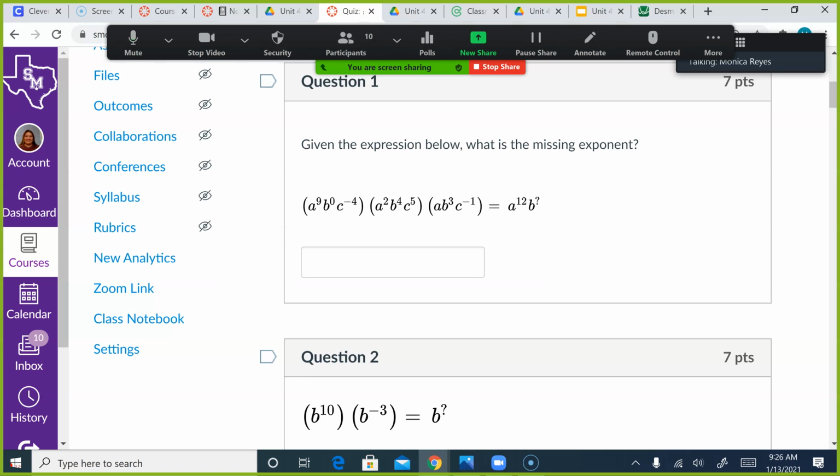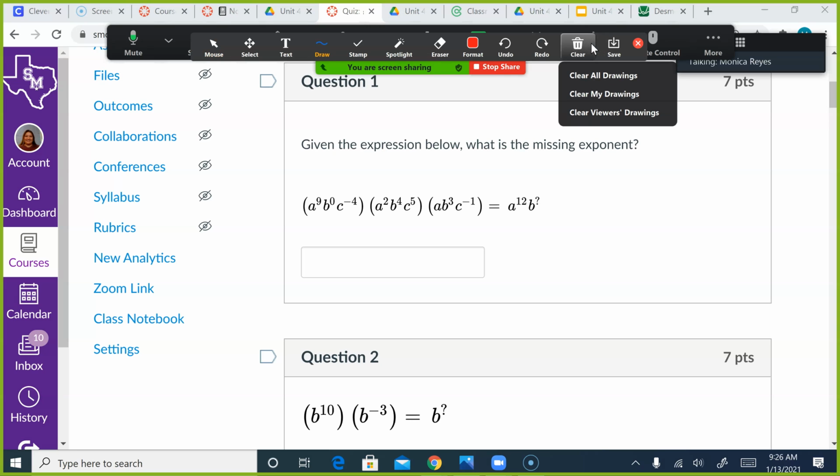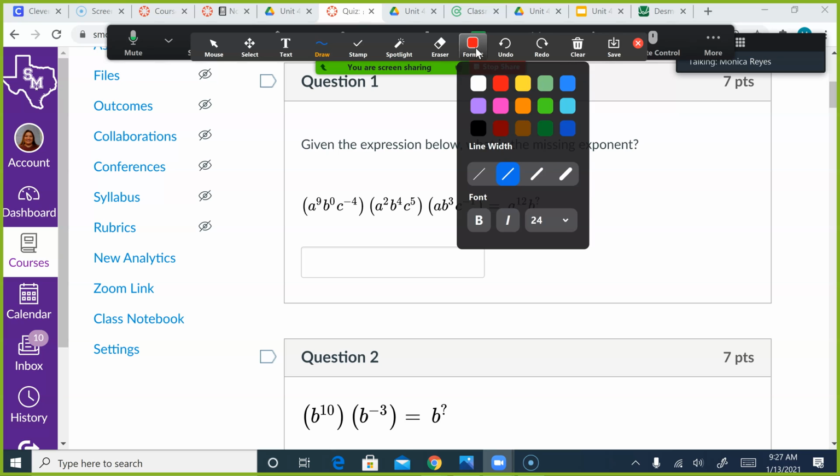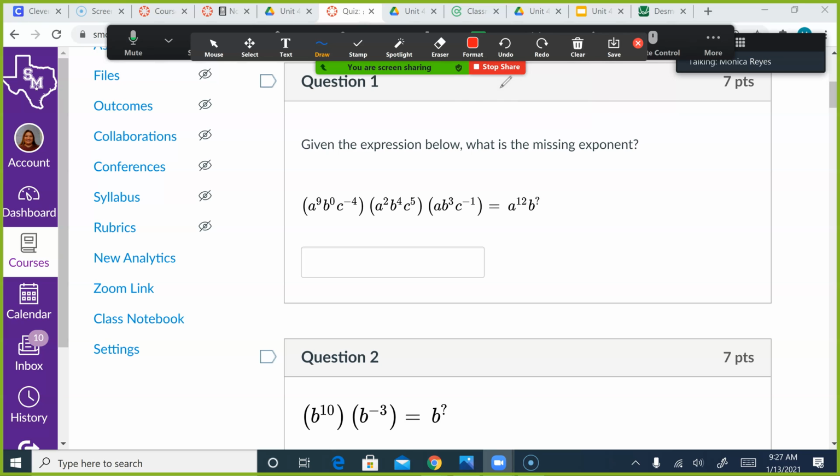All right, so looking at number 1 here, what we want to do first is group all the like variables together and then see what we get. So if we group all the a's together, we have a to the 9th, a squared, and then just a. If a is by itself, it's a 1. When we're multiplying with the same base, we add the exponents. So 9 plus 2 is 11, plus 1 is 12, which is where they get the a to the 12th here.